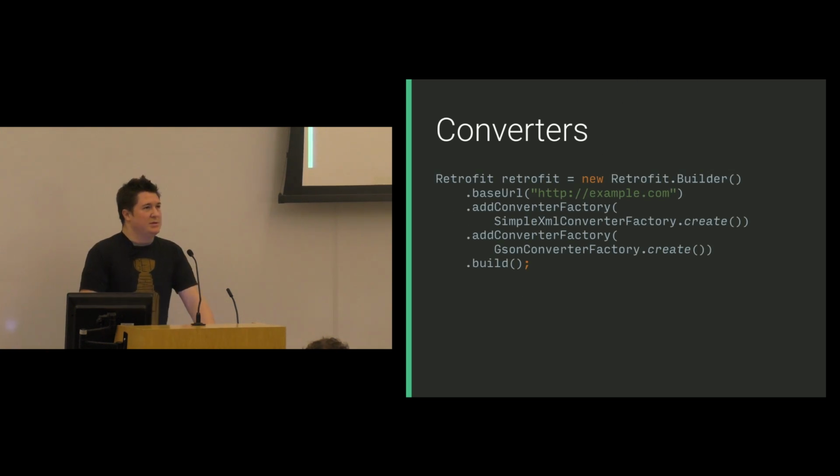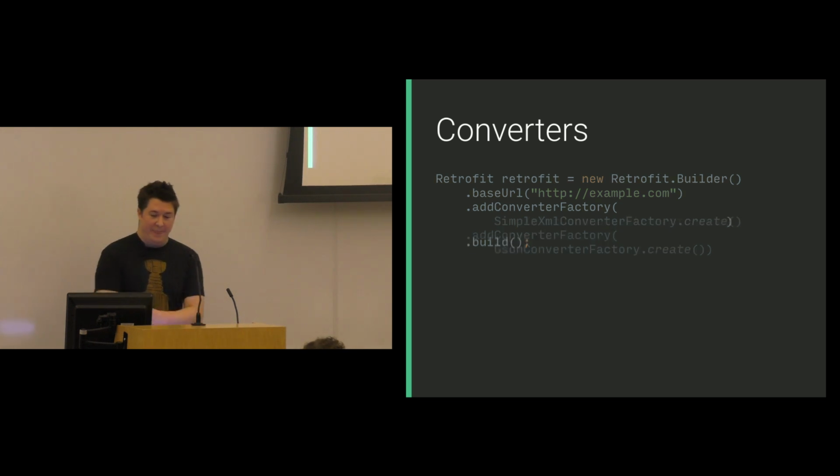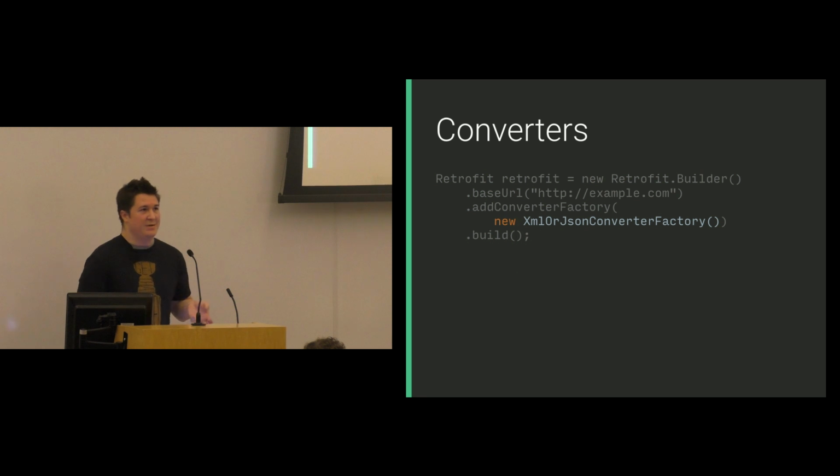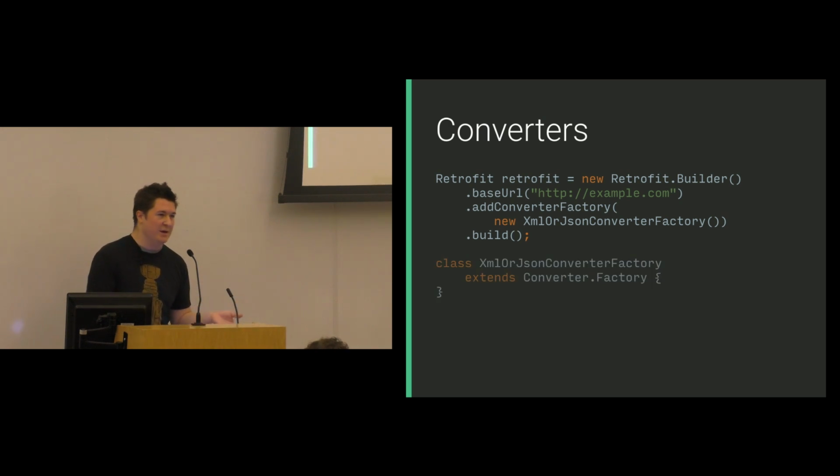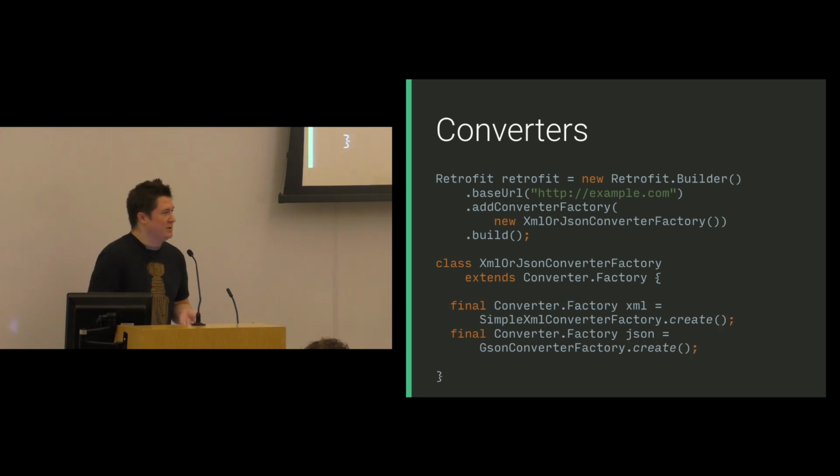But what we can do is use the fact that we can write our own converter to inspect and look for these annotations and then delegate to the right one ourselves. So instead of installing both of these and having it not work, we can wrap them up into our own factory, which will look for those annotations and pick the correct one. So instead of putting the JSON and the XML ones to Retrofit directly, we create our own converter, and that converter is going to have the XML and the JSON ones inside of it.